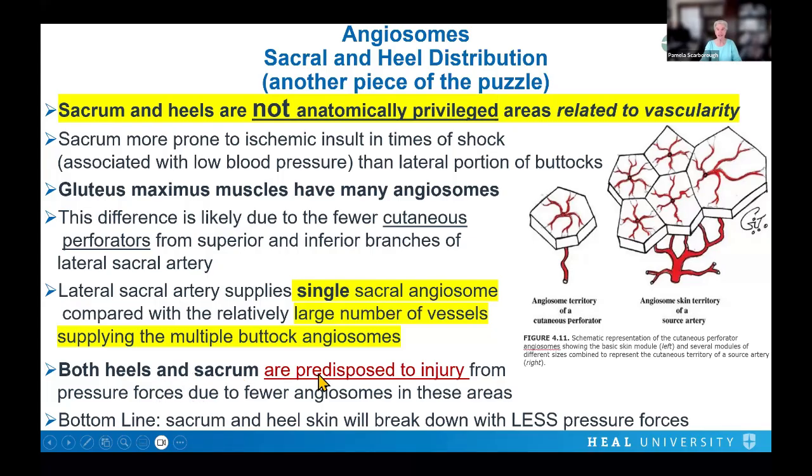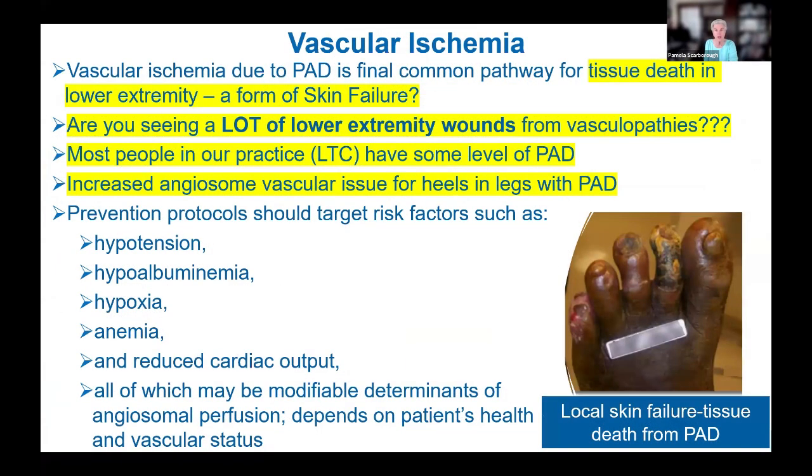So both the heels and the sacrum are predisposed to injury from pressure forces due to fewer angiosomes in these areas. So the bottom line is that the sacrum and heel will break down with even less pressure force because they don't have good blood flow to begin with. Vascular ischemia is a common pathway for tissue death in the lower extremity. Is this a form of skin failure? I think so, but Pamela's not the absolute expert on this. It's just something that I'm very, very passionate about because we've been making so many mistakes for so long, and we're still doing it.